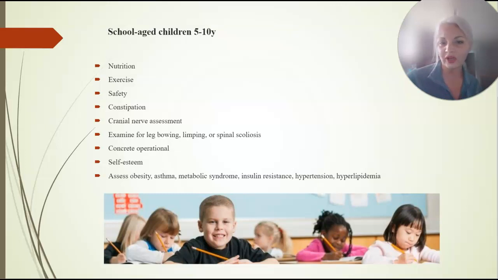That can be trauma, bony infection, rickets, Perthes disease, hip disease, any limping, spinal scoliosis, which is that lateral curvature of the spine, and also malignancies as well. It's also important, especially in obese children, to assess for slipped capital femoral epiphysis, which unfortunately is more common in obese children, but not always.